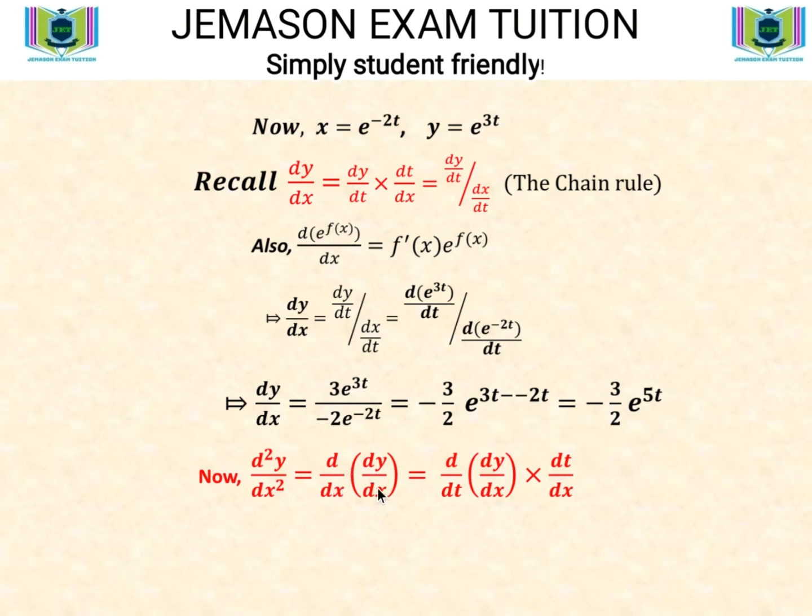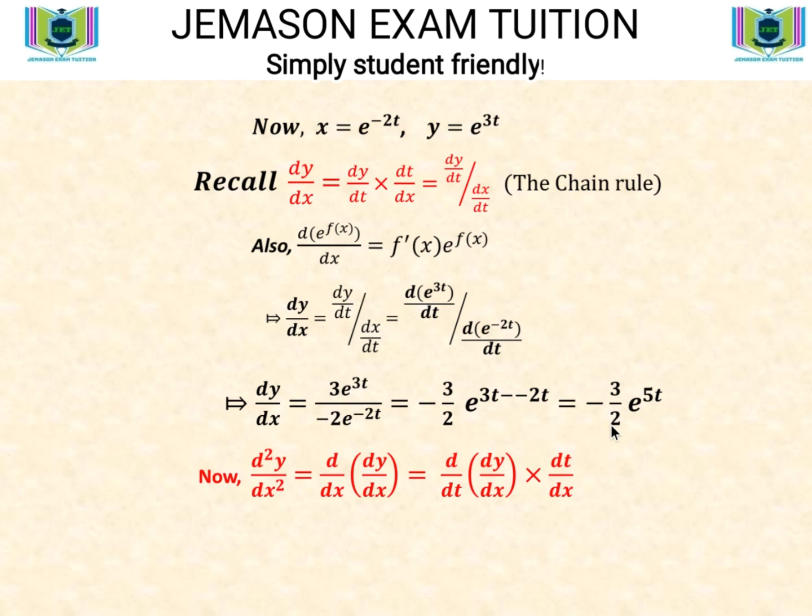And we note that dy/dx that we are supposed to differentiate with respect to x is not in terms of x. You can see the expression that we had, it is in terms of t. So we would have to rely again on the chain rule to be able to differentiate that.